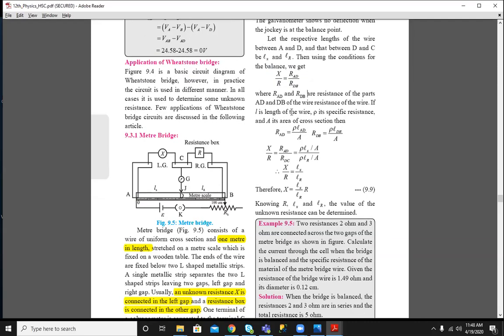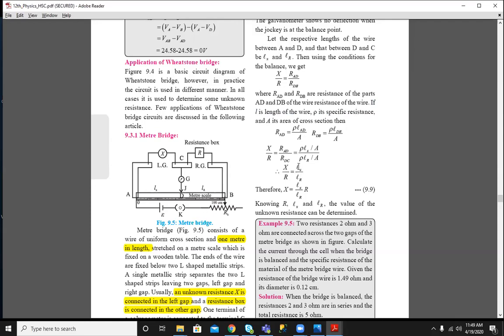Let's move ahead. As we already learned in 11th, the relation between resistance and specific resistance, also called resistivity, is R equal to rho L by A. For R_AD, rho is a material property, so it is a constant. The length for AD is L_AD, and the area of cross section remains the same as it is the same wire. For DB we have written it the same way. Putting all these values in the equation, the same values cut out. What we get is X by R equal to Lx by Lr.